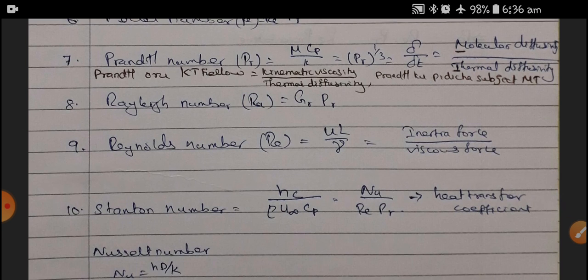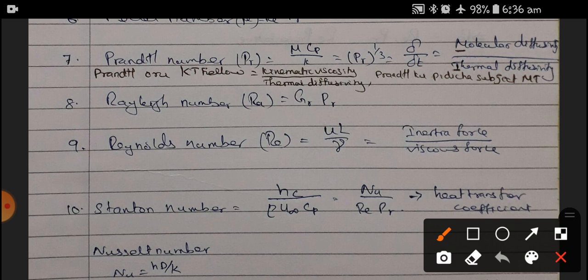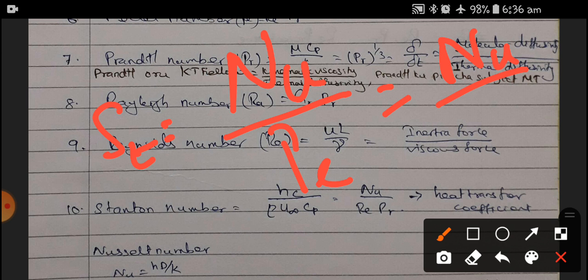And next one is the Stanton number. Stanton number is used to measure heat transfer coefficient. It is the ratio of Nusselt number to the Peclet number, where Peclet number is equal to Reynolds number into Prandtl number. So like that we can use this Nusselt number.